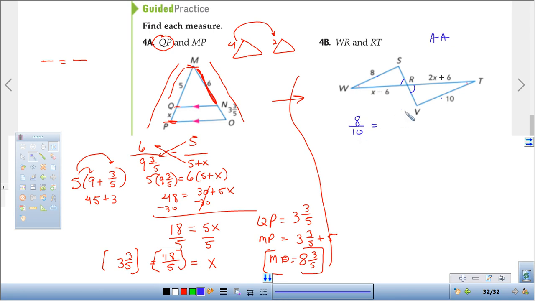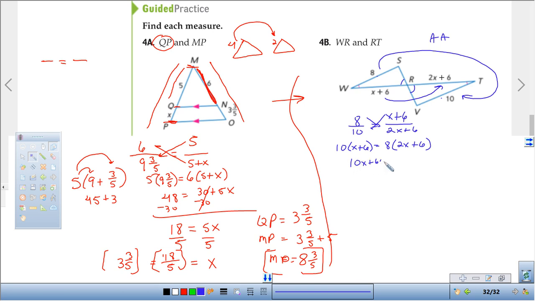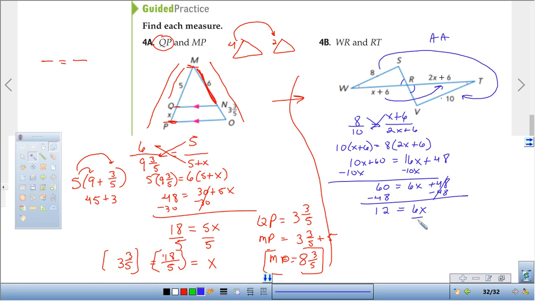8 over 10 is equal to, we went this direction, so we're going to go from x plus 6 to that one. X plus 6 over 2x plus 6. And then just cross multiply. Here that would give me 8 times 2x plus 6. This here would give me 10 times x plus 6. This gives me 10x plus 60 equals 16x plus 48. I have fewer x's here. I'm going to move that. 60 is equal to 6x plus 48, minus the 48. These cancel here, giving you 6x equals, what is that, 12. Divide by 6, divide by 6, x is equal to 2.